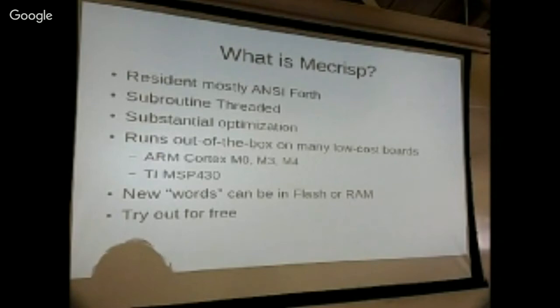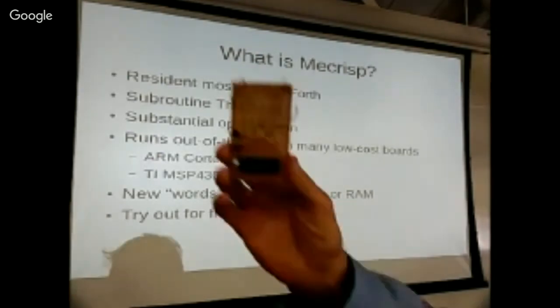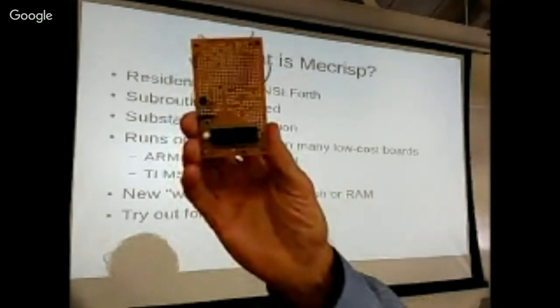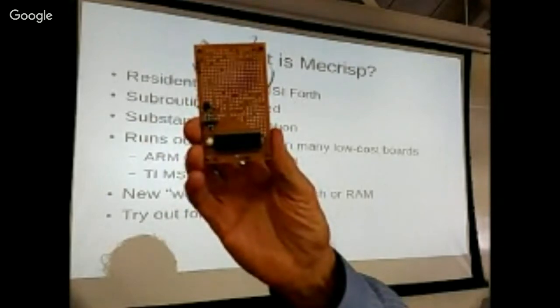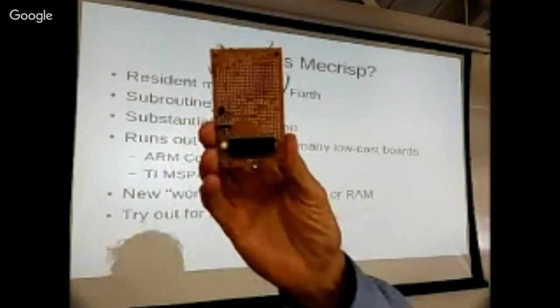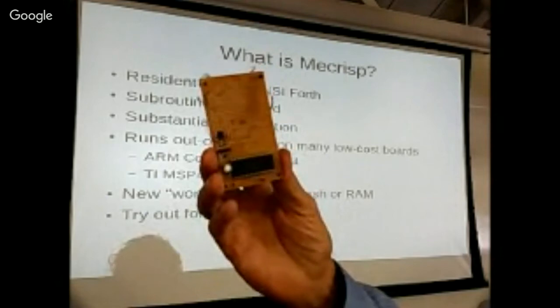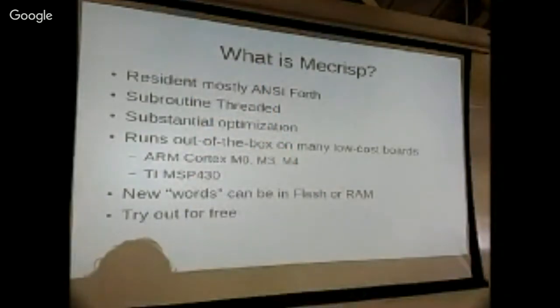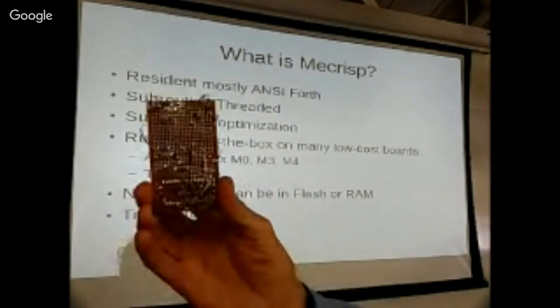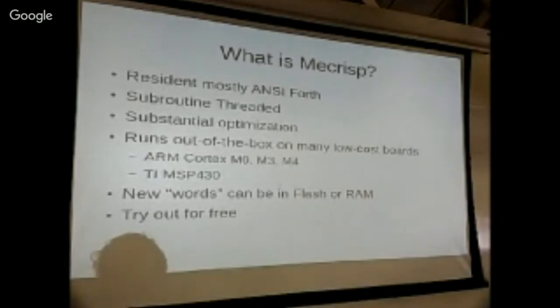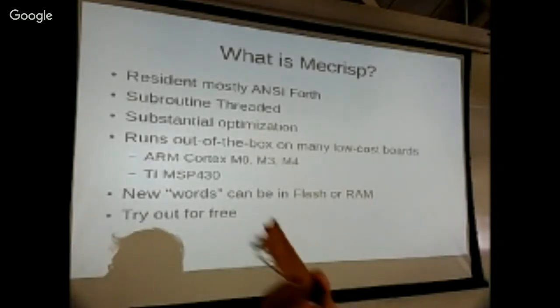Supported is a dual inline package chip from NXP. I think it's called an LPC1114 or something like that. And if you want to breadboard your own, this one's built on strip board. Doesn't look very good, but it works. This is one of the cheapest ways to try out MeCrisp, because you make your own little board using this part here.